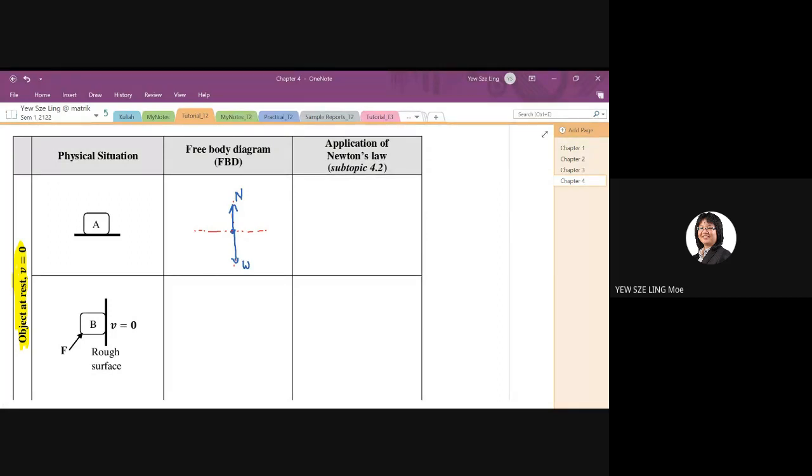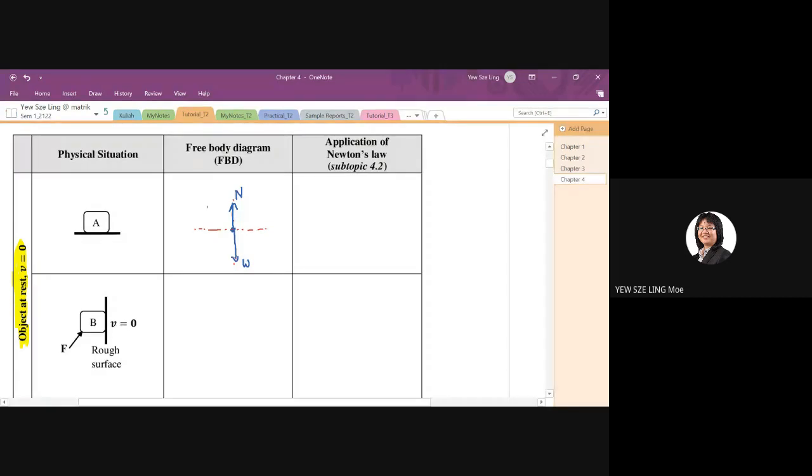So whether the diagram is correct or not, now let's see. So you have an object, and according to the question, it tells you the object is not moving. So this object stays static where V is equal to 0. So if it is 0, it means there's no force going to the left or going to the right. So what do you have? You just have a force going upwards and going downwards.